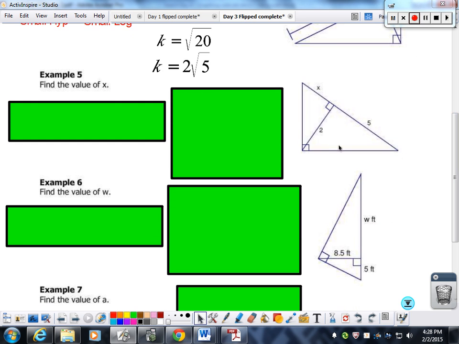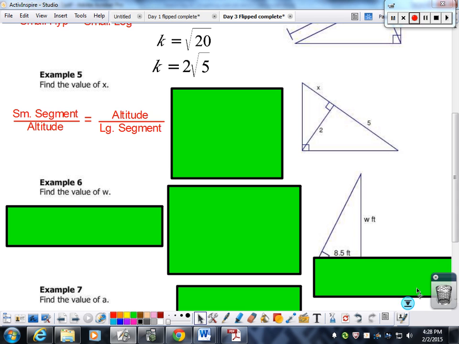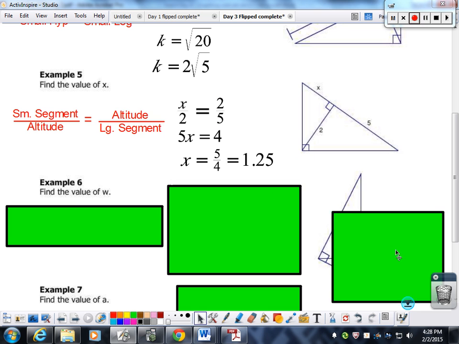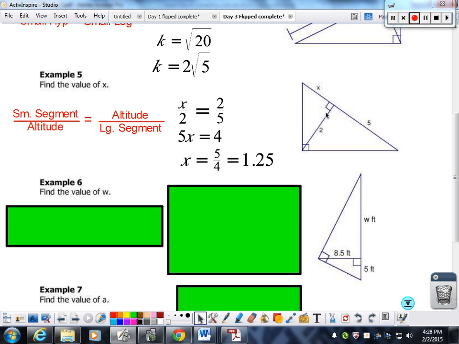Number 5, this is our altitude theorem. So if we remember, that's our geometric mean. The altitude is going to repeat. The other two segments are going to be on the other sides. So we'd set up x over 2 equals 2 over 5. So 5x equals 4, and x equals 5/4, or 1.25 for those of you that are fraction phobic.